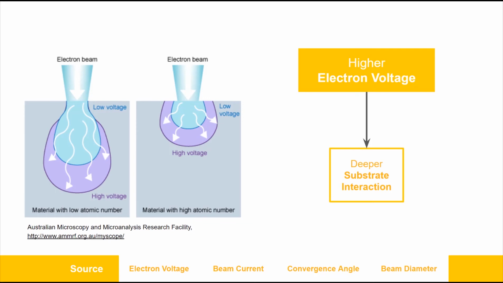The material itself also matters. If the sample being studied has few electrons, a low atomic number, there are fewer chances for scattering to occur, regardless of the accelerating voltage of the incoming electrons. Lower atomic number materials will also have larger interaction volumes and deeper substrate interactions.